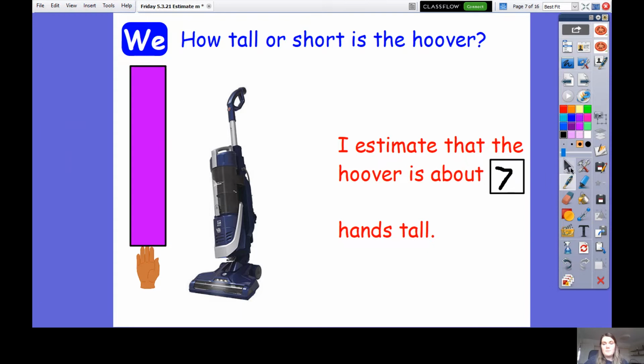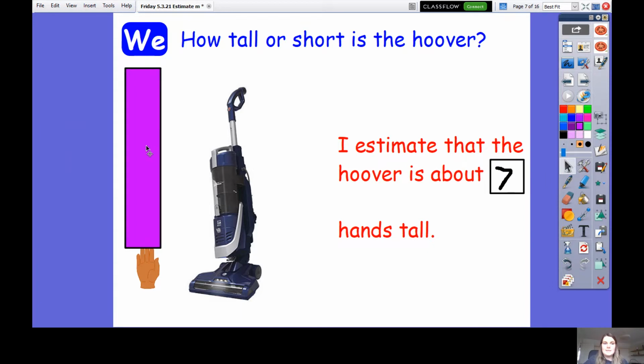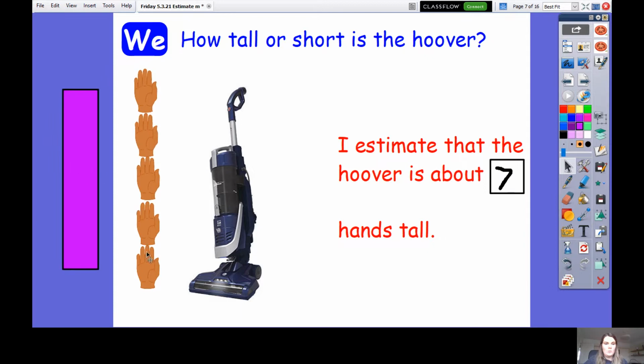Remember, we've made an estimate. Let's see if we think our estimate is sensible. What did someone else guess? 1, 2, 3, 4. Oh, they said 5. What do we think about their estimate?